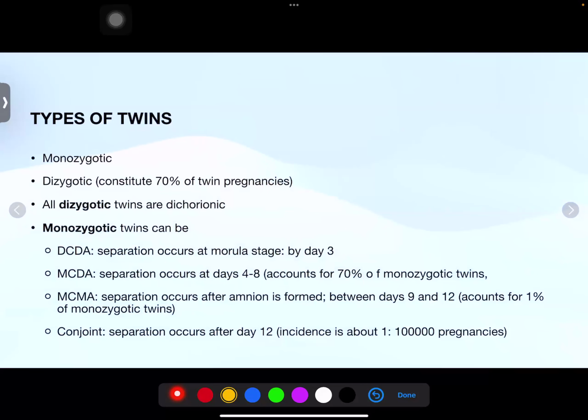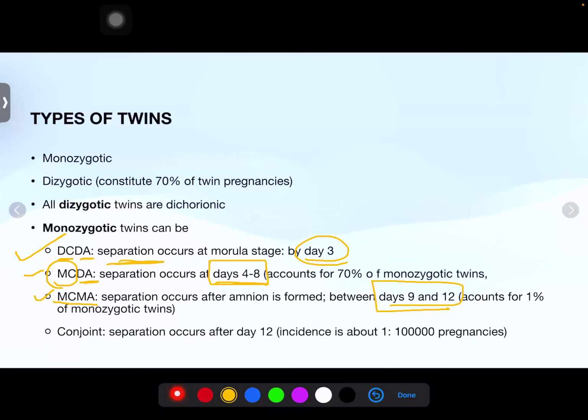If the separation occurs before day 3, then each embryo would have its own placenta, dichorionic, diamniotic. You can easily remember that. If the division or separation occurs between day 4 to 8, the chorion would be 1, MC, mono, and the amnion would be 2. And if the division occurs between day 9 to 12, then it is a single pregnancy, monochorionic, monoamniotic, one cavity.